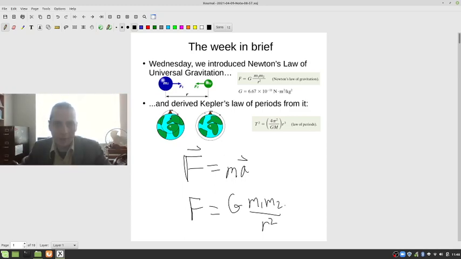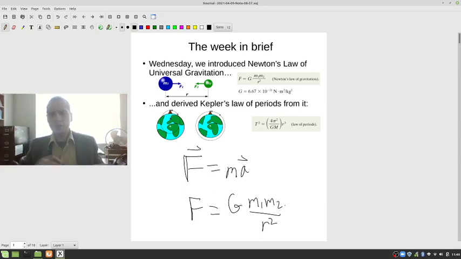So the amount of time it takes an orbiting object to go around the Earth depends on the mass of the Earth and how far away from the Earth it is. So for instance, a satellite that's up here will take longer than a satellite that's nearer to the surface. Okay, so those are our two big ideas.